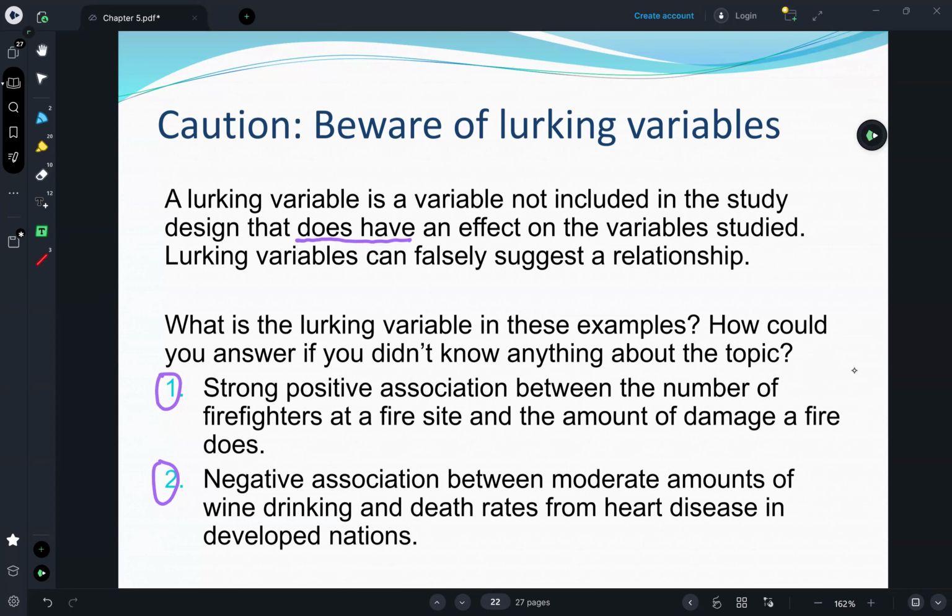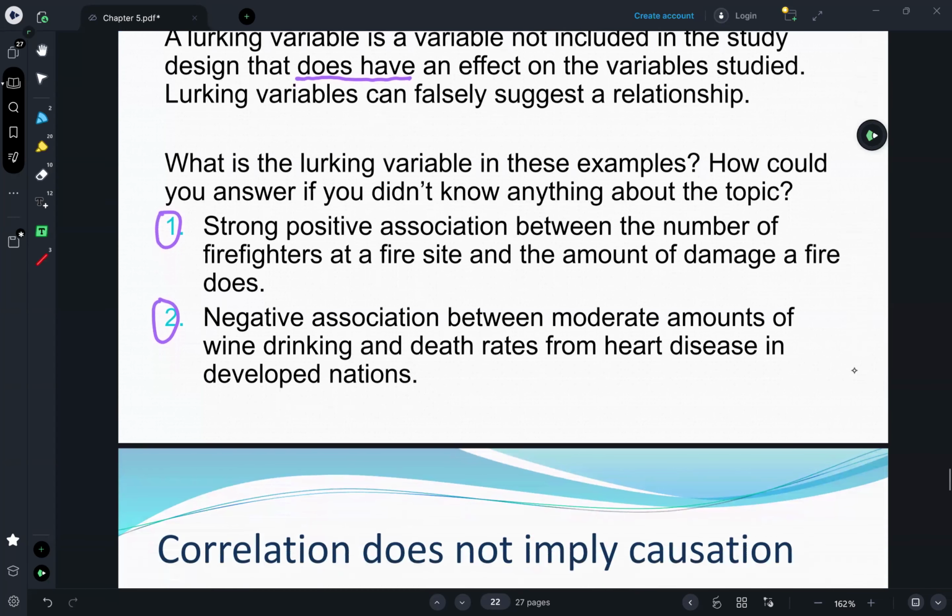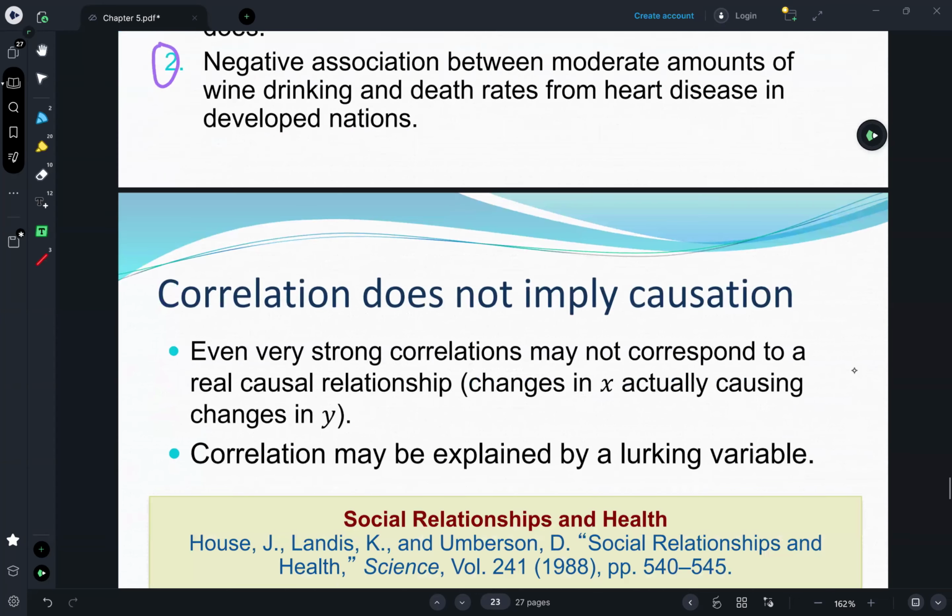The negative association between moderate amounts of wine drinking and death rates from heart disease in developed nations. A lurking variable could be, well, it could already be less death rates from heart disease just because it's in a developed nation because of better healthcare, better lifestyles, and taking care of themselves. And it's not necessarily the moderate amounts of wine.